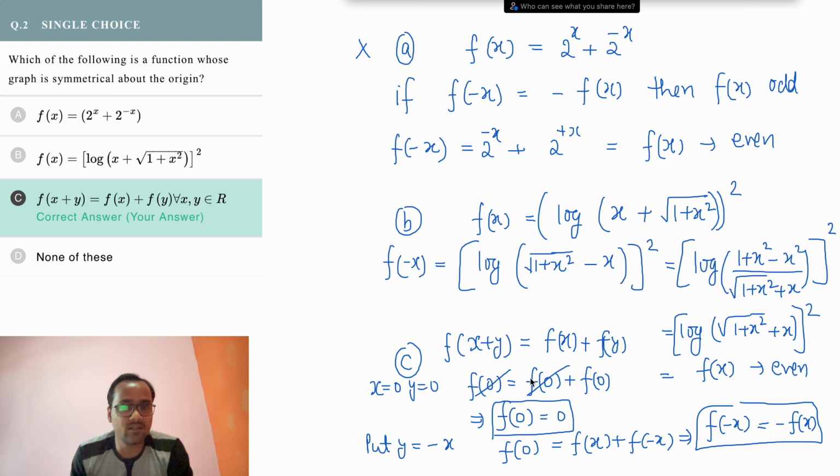So yes, this option C will give you fx as an odd function. So if it is an odd function, then option C will be the right answer. I hope this should be clear to everyone.